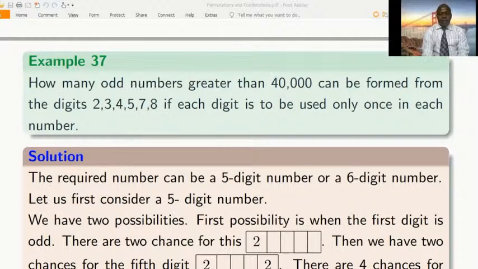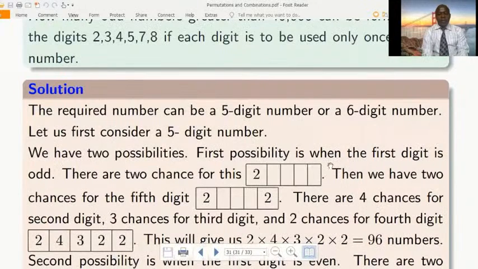So which one did I begin with? I began with the odd possibility. I said that the first possibility is when the first digit is odd. So how many chances do we have for the first digit to be odd? For the first digit to be odd, the chances that we have is that it should be either 5 or 7. So those are 2 chances.